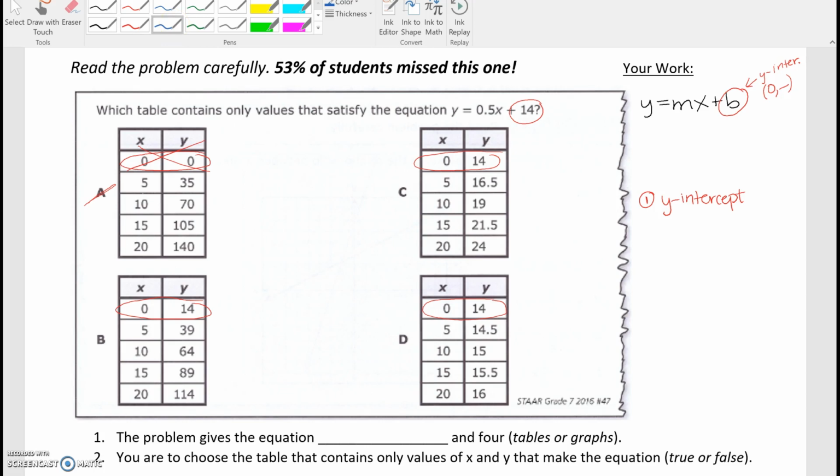All right, the second step is my M. My M is my rate of change. So when we are looking at a graph, it goes uphill for a positive M or downhill for a negative M. If we're looking at a table, we are looking for our Y values. If our Y values are getting bigger, like they are here, then it's positive. So they're all getting bigger. So they all have a positive M. Okay, so that doesn't help us eliminate anything. So that's step 2, rate of change.